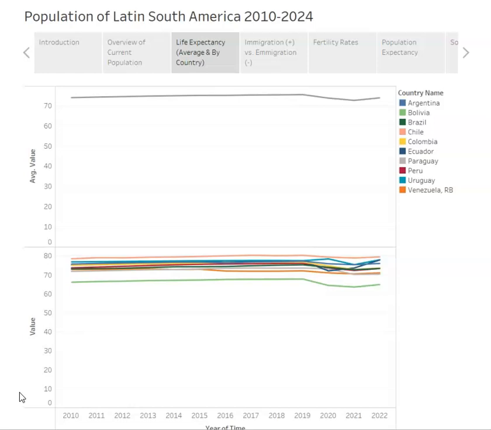So the overall trend that we get from it is a steady incline from 2010 up until 2019, and then it starts to trail off with the pandemic and then slowly starts to pick back up in 2022.